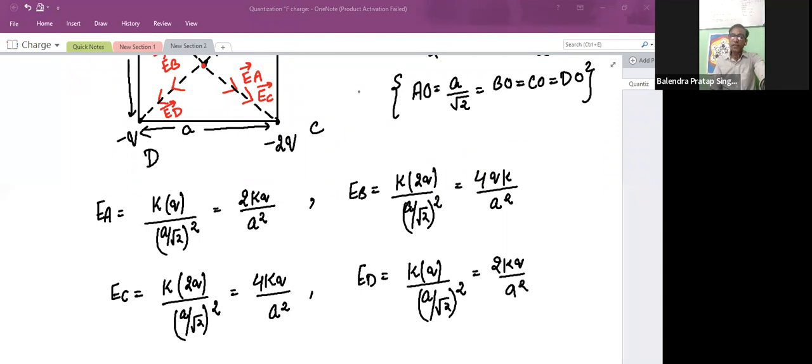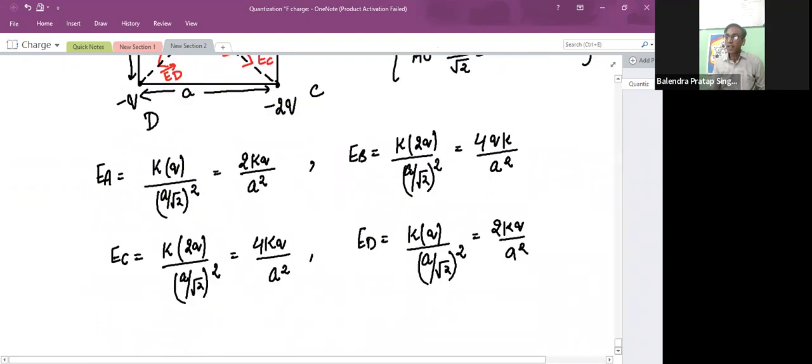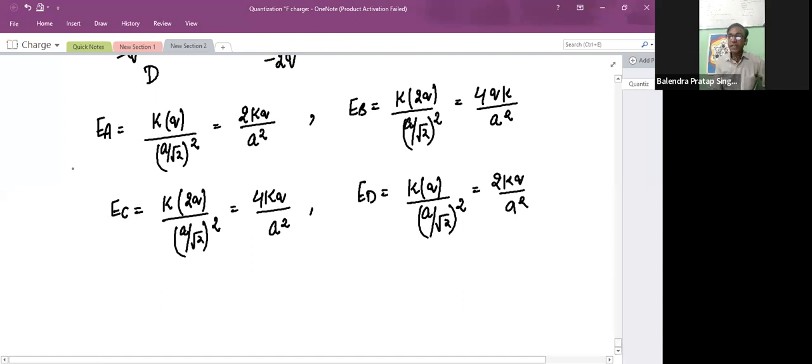So these are the 4 electric fields. Now I will try to find the net electric field. Here you can see in this diagram that 2 electric fields are in the same direction, meaning EA and EC are in the same direction, and EB and ED are in the same direction. So we will individually find EA, EC and EB, ED, and after that we will again apply the addition of vectors. So first solve EA and EC because they are in the same direction.